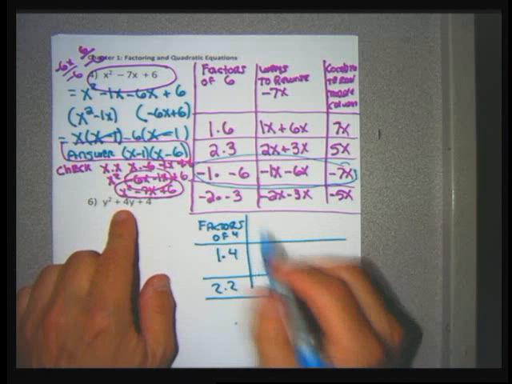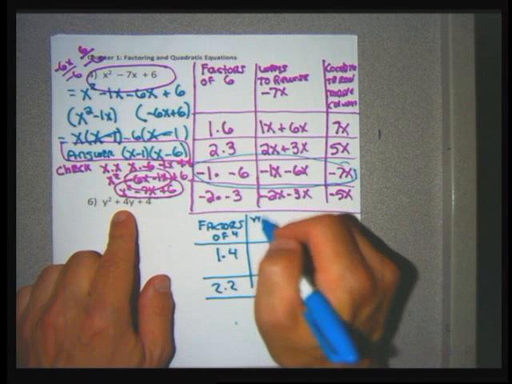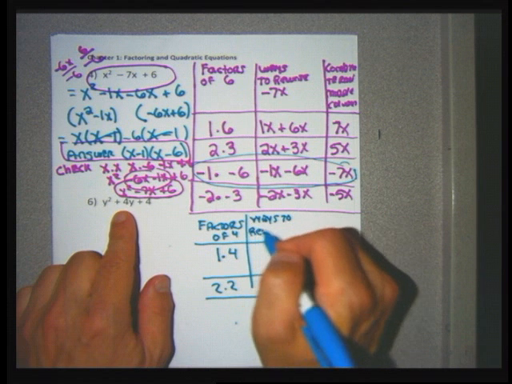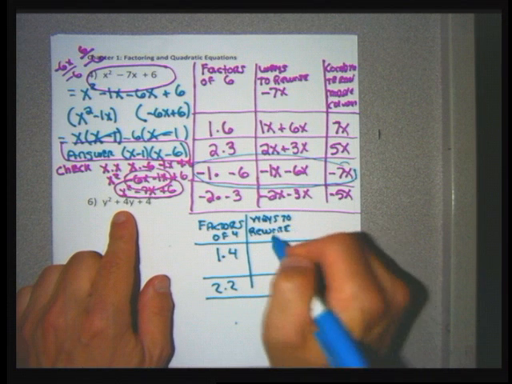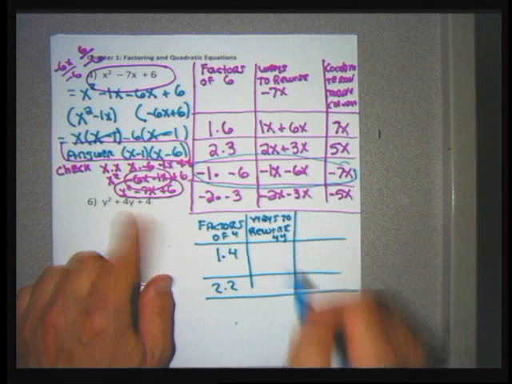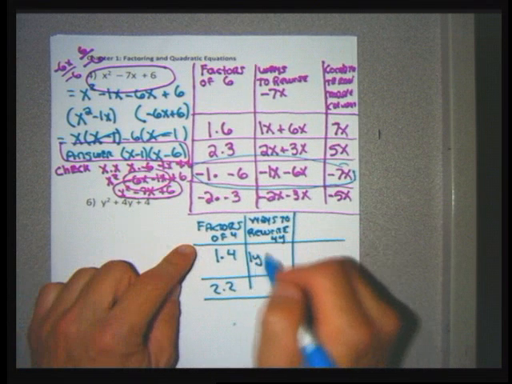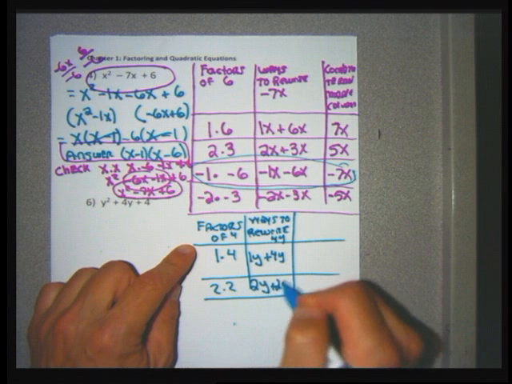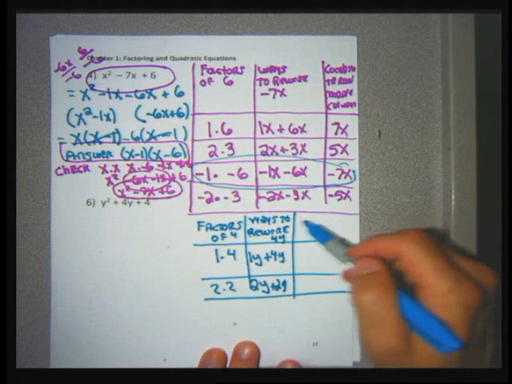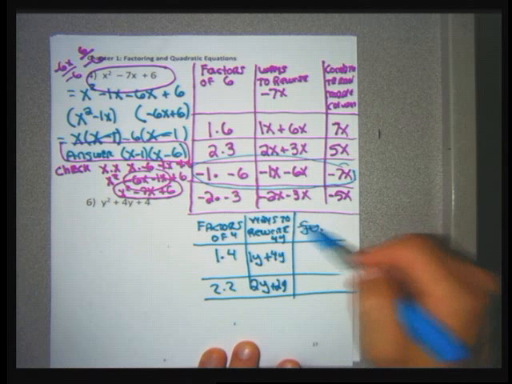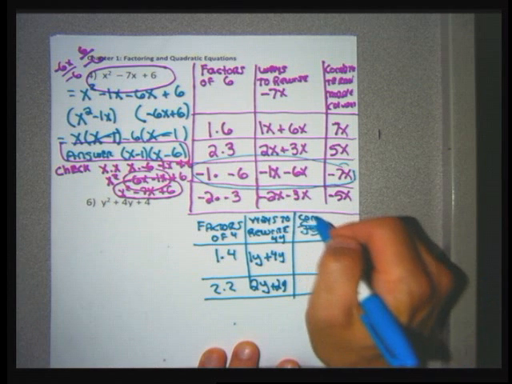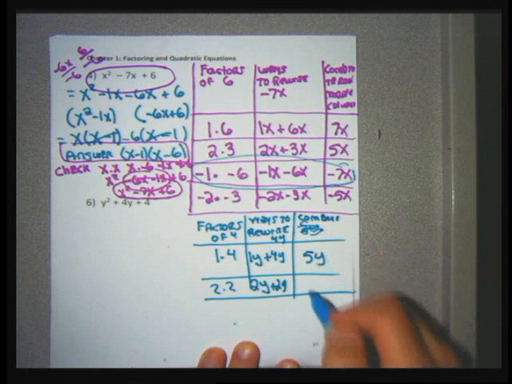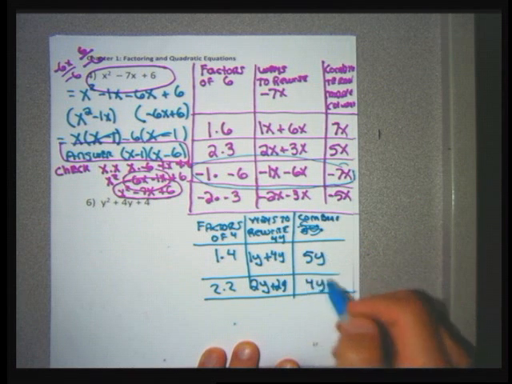I want to rewrite this 4y, so I'm going to say what are the ways I can rewrite the 4y. Based on the numbers I have here, would be 1y plus 4y, or 2y plus 2y. And I'm going to add these numbers up or combine these numbers. I'll just write combine, I guess. The middle column. 1y plus 4y is 5y. 2y plus 2y is 4y.